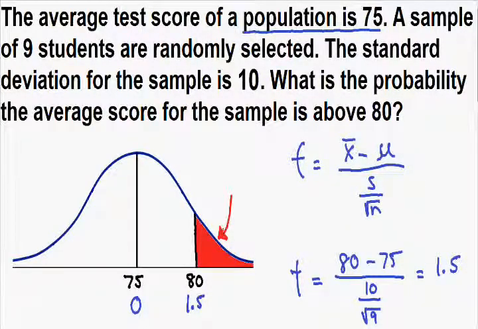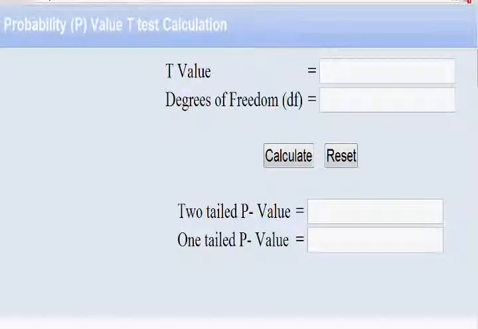In order to find this area, we need to use a t-table. Or if you don't have a table, you can use a t-calculator. I like to use a calculator because it's much quicker, so that's what I'm going to do. Here we have a t-calculator to find that area of the tail. We can just plug everything in. Our t-value is equal to 1.5. And our degrees of freedom is always going to be 1 less than our sample size. So our degrees of freedom is going to be 8, because that is 1 less than our sample size of 9.